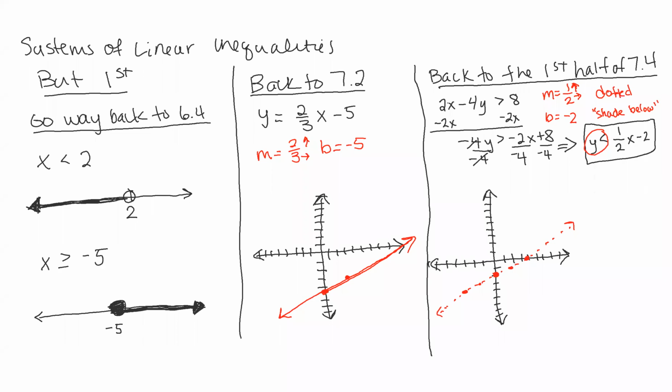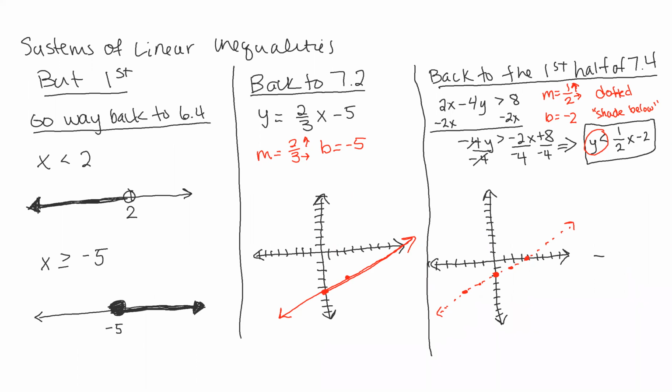So what's interesting here is when you go back to the far left-hand side of this screen, way back to 6.4, we either shaded the left or the right side of the number line. Here on the far right, we're not shading the left or the right, we're shading the half plane that is above the line or the half plane that is below the line, okay? So here's how we know what to shade.